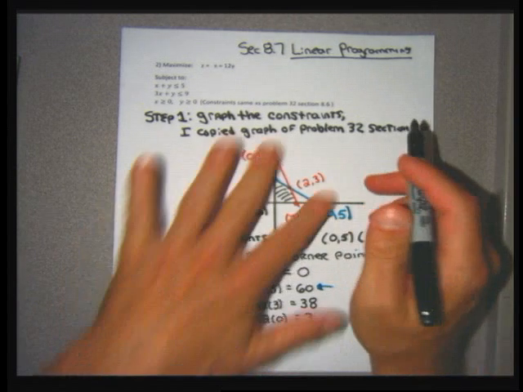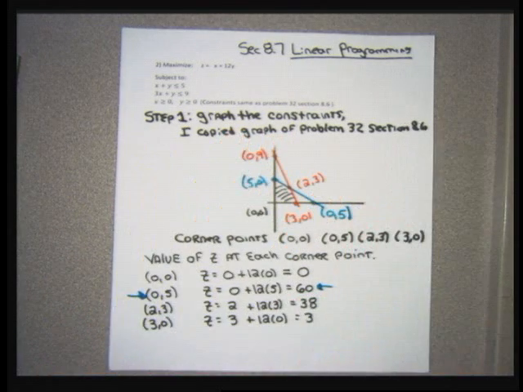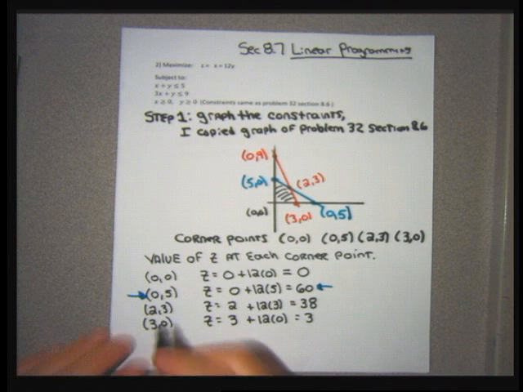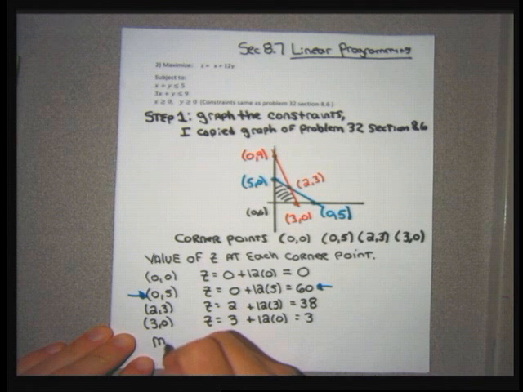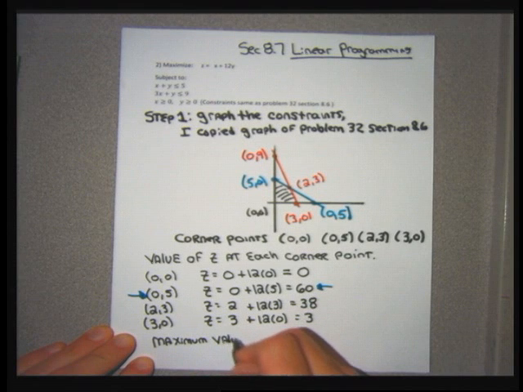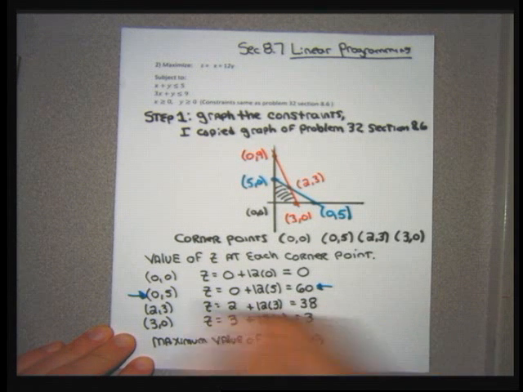And then outside the final shaded region, there are definitely values of points that produce numbers bigger than 60, but those points would violate one of the constraints, so they're not acceptable. So my answer to this problem is the maximum value that z can take subject to these constraints. I'll say the maximum value of z is 60, and it occurs at the point 0, 5.